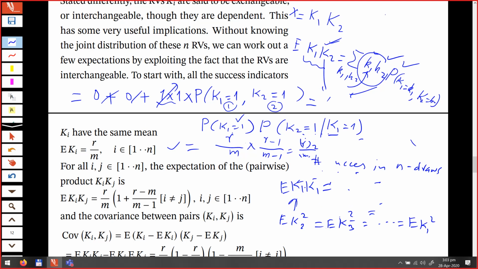Now what is the expectation of K1 times K1? It will only be non-zero when K1 is 1, times the probability of K1. What is the probability of K1? It is equal to R over M. So I will get this answer when I and j are different. But if I and j are same, I will get this simple answer. You got my point?